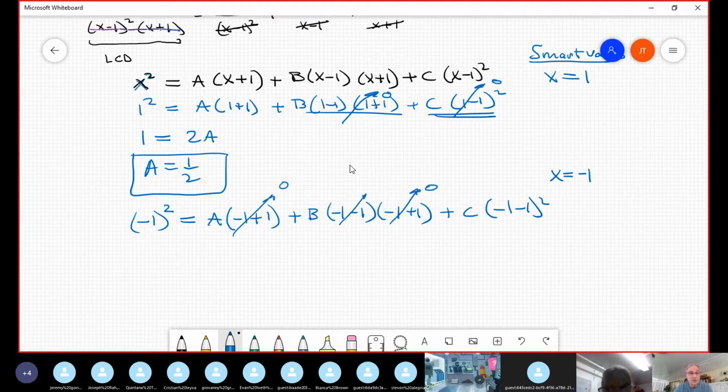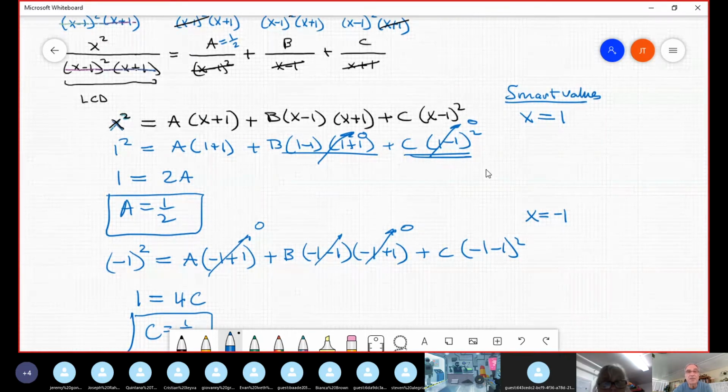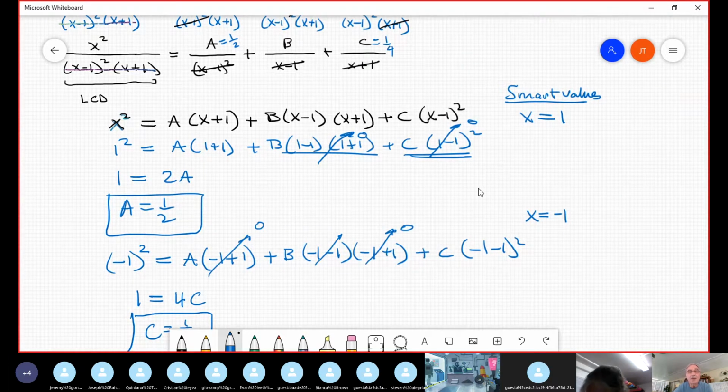So we have -1 squared is 1 positive. And -1 and -1 together is -2, and -2 squared is positive 4. It's 4c. Therefore, c is 1 over 4. Okay, so in our partial fraction decomposition, at least I have a and c, sorry, c is 1 over 4. I need to find b now.